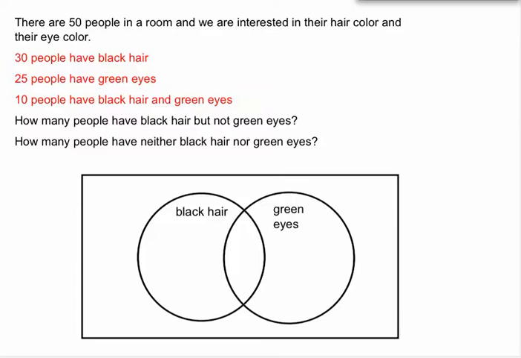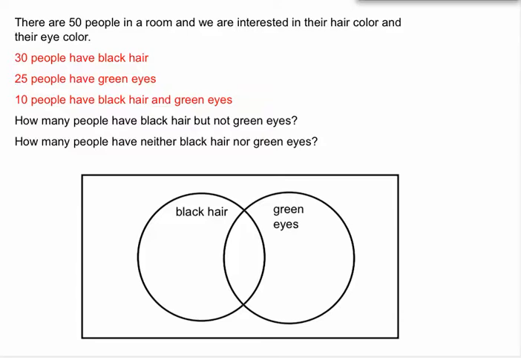So here's the first question. There are 50 people in a room and we are interested in both their hair color and their eye color. 30 of those people have black hair, 25 people have green eyes, 10 people have black hair and green eyes. And the questions we're going to try to answer are how many people have black hair but not green eyes, and how many people have neither black hair nor green eyes. So that's 4 pieces of information and then some questions, and probably this is something you can do without a Venn diagram, but I'd like to show you how to do it with a Venn diagram so that you can work with more complicated problems.